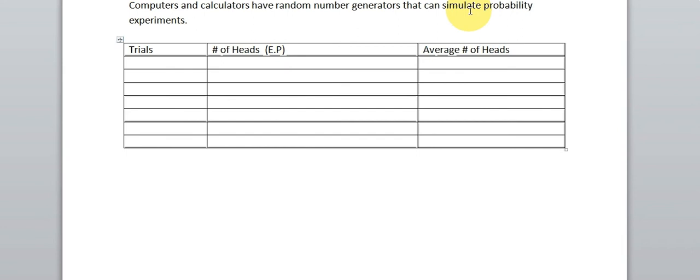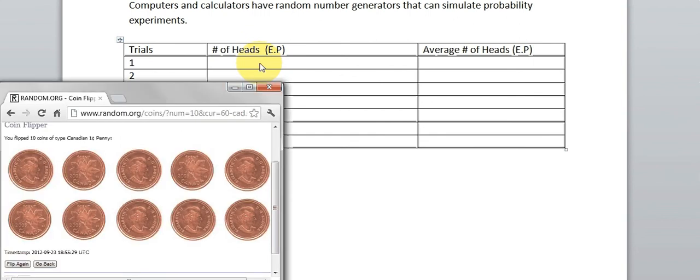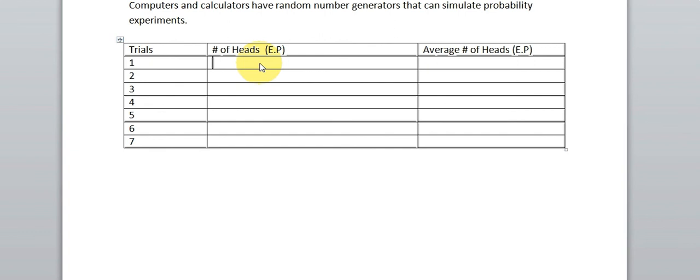The average number of heads is going to also be the experimental probability, but it's going to be an average of all flips so far. You'll see what I mean once we get going here. So we've got 7 trials to put in. So on our first one we got 6 heads. So number of heads, 6. So far our average is going to be 6. Let's make this table manageable here.